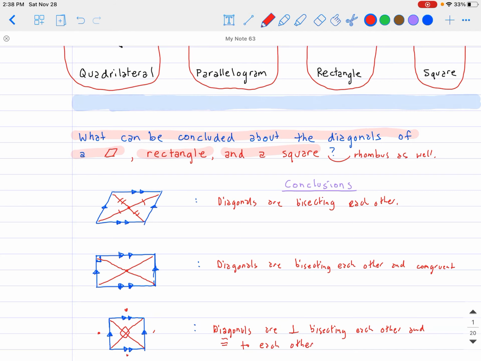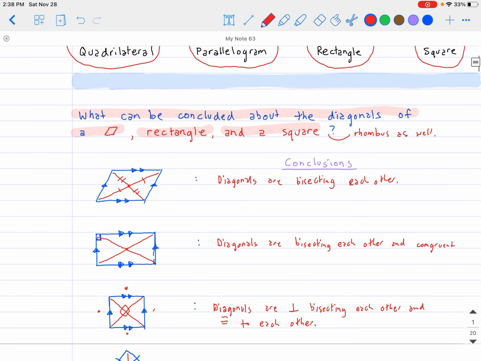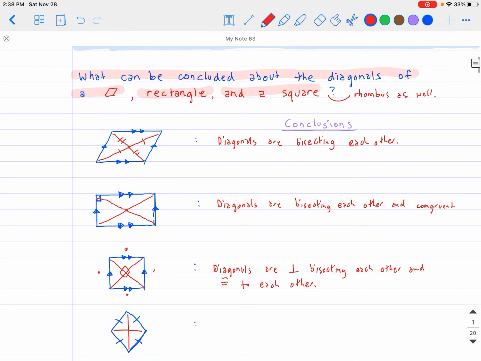And the last one, which I didn't put in there because I missed it at the last moment, is what if you have a rhombus, which is not as restricting as a square. You can see here that the diagonals look like they are bisecting each other. They are perpendicular to each other. So the conclusion is that they are perpendicular, bisecting each other, but they are not congruent to each other. So the diagonals are perpendicular bisecting each other.